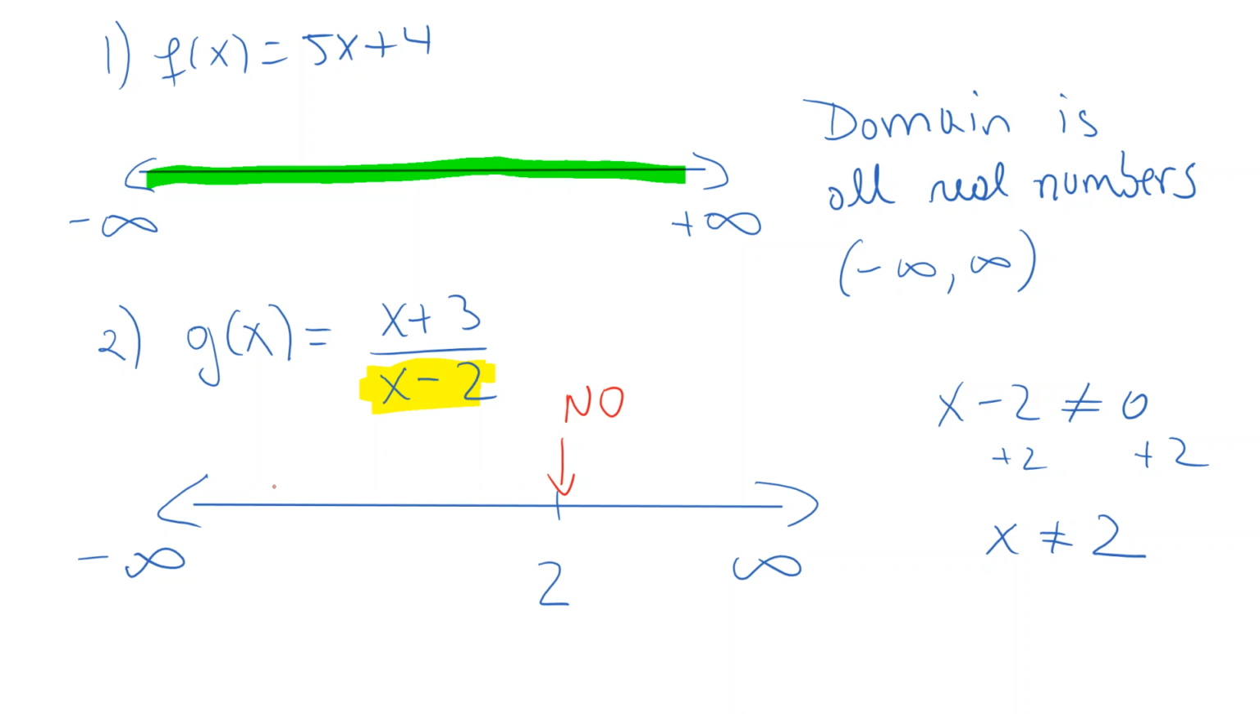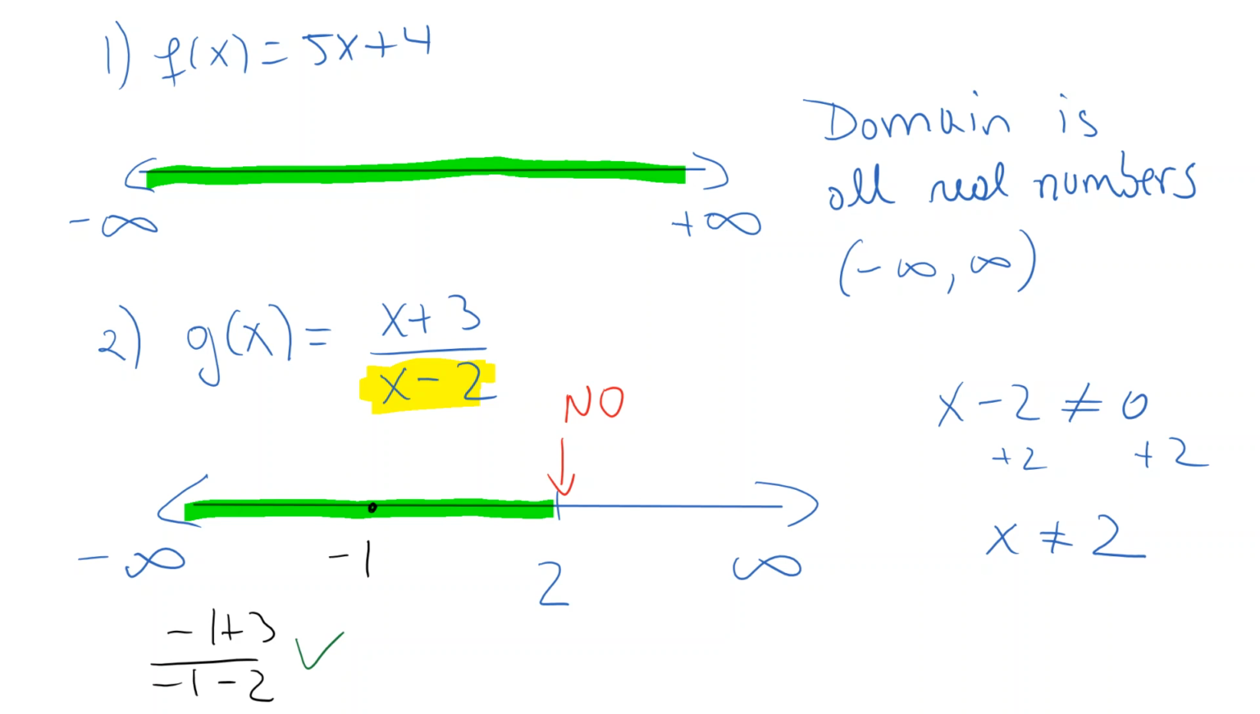So let's see if everything below 2, everything less than 2, will be part of the domain. So let's test a number less than 2. Let's do negative 1. So negative 1 plus 3 divided by negative 1 minus 2, that's going to work, right? That gives me a number. It's a legitimate result. So therefore this whole portion is going to be part of the domain.